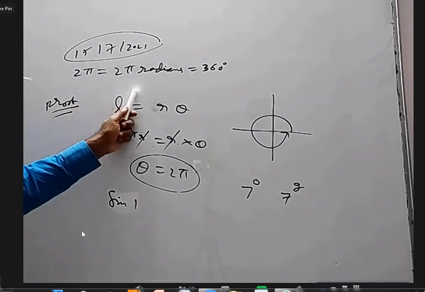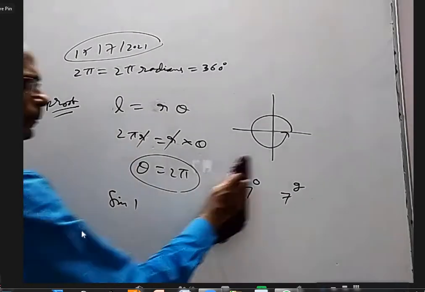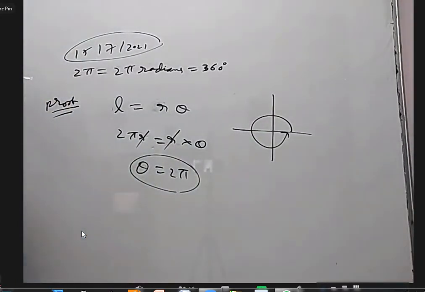Just write 2 pi equal to 2 pi radians equal to 360. Sir, shall we write this one? Yeah, please write this. In your regular class notes, after the previous class where we talked about L equal to r theta, area equal to half r square theta and all, write this date, write this much.